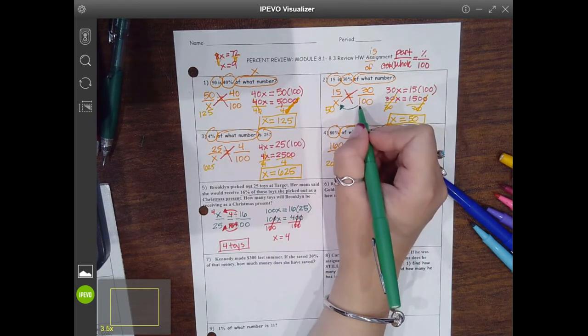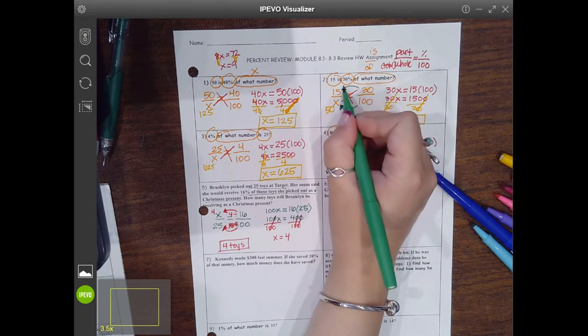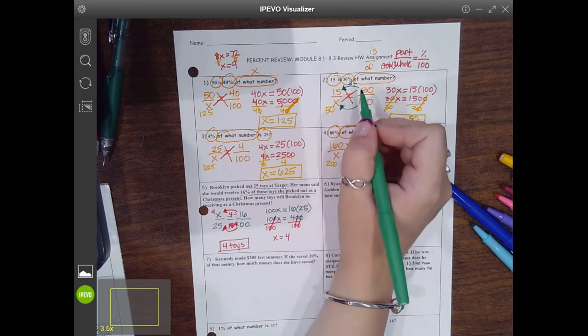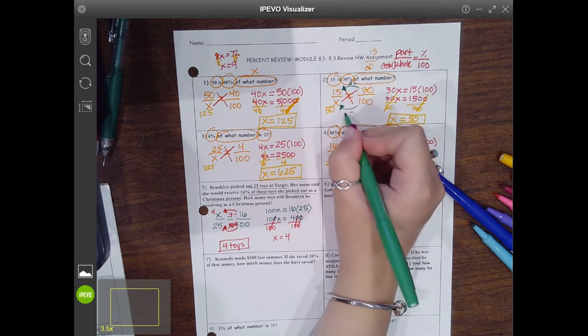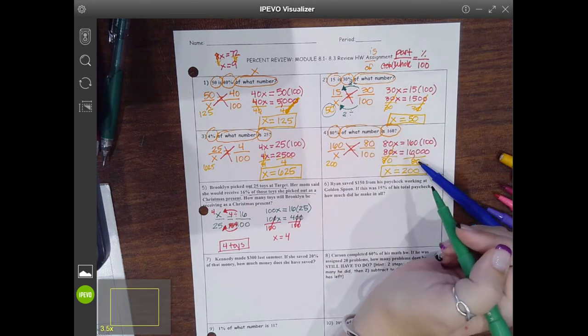And you're going from 100 to X, which means you're going from 30 to 15. How do you get there? Well, 30 divided by 2 is 15. So 100 divided by 2 is 50, like we got when we did cross products.